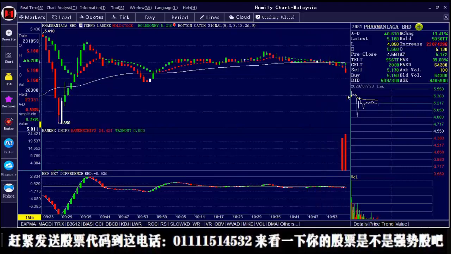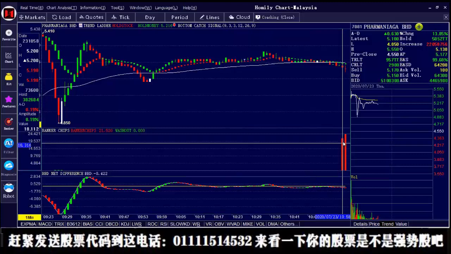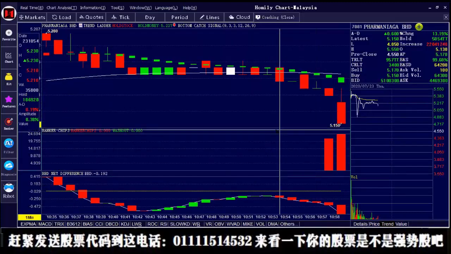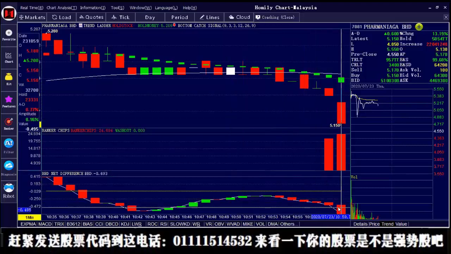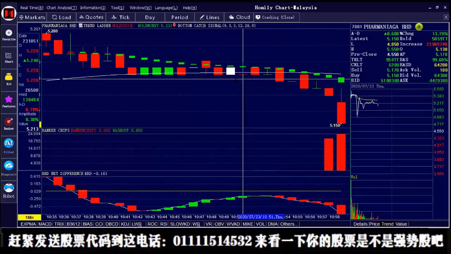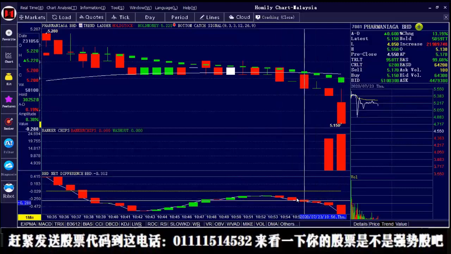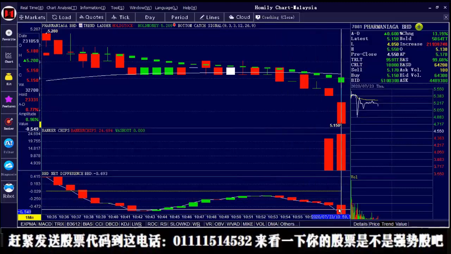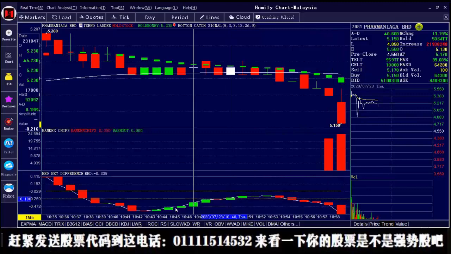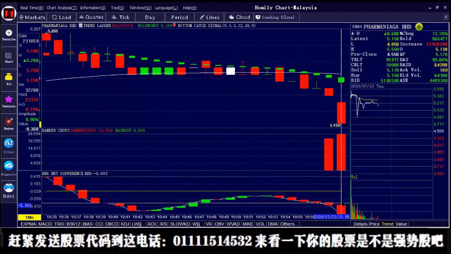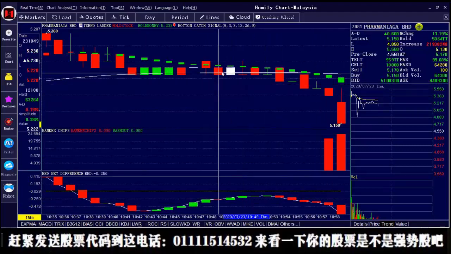Now it goes down again. Once you see the banker chips appear and focus on it, later there must be a white candle, and the BBD must confirm the big deal is inflow already, not outflow. Now it's still outflow. The red bar means the big money is outflow, and the green bar means the big money is inflow. Now it's still outflow, so you need to wait a bit until the color changes.